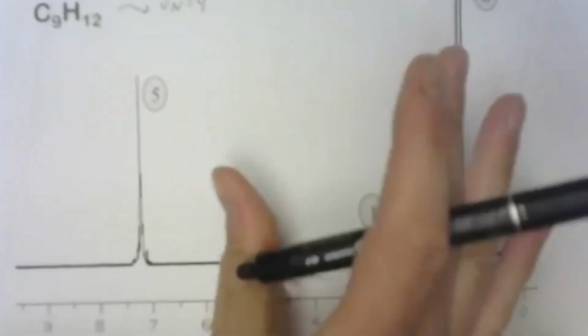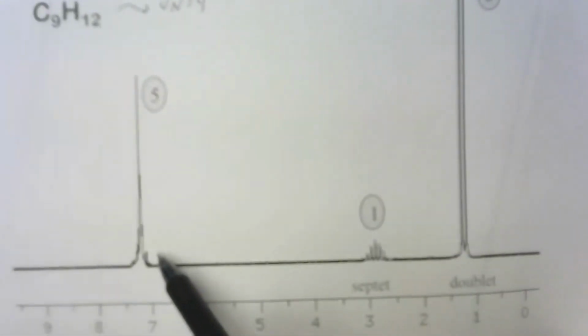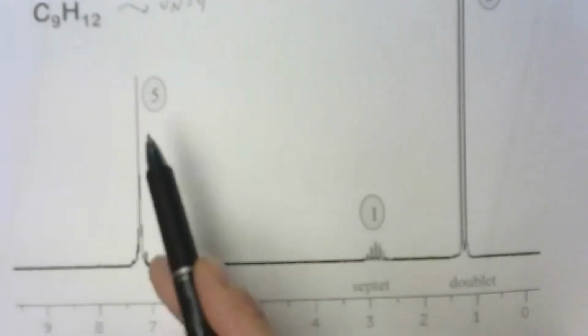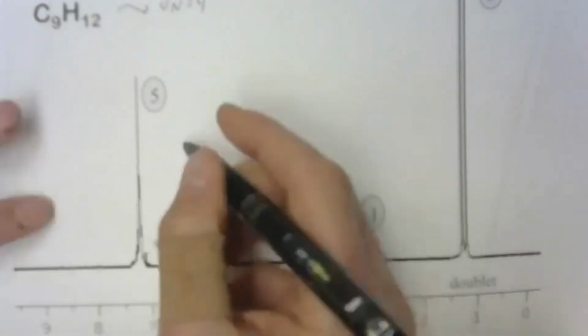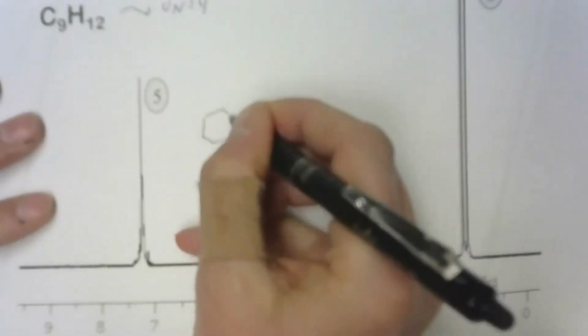And what's that at 7? Oh, it's a benzene, right? So I can quickly figure out what this is. That's a benzene. I'm not even going to do the table. I recommend the table, but I'm going to expedite this one.